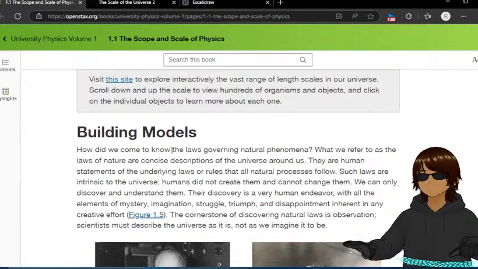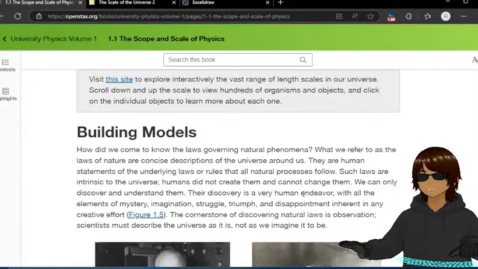How did we come to know about the laws governing phenomena? What we refer to as the laws of nature are a concise description of the universe around us. They are human statements of the underlying laws or rules that all natural processes follow. Such laws are intrinsic to the universe; humans did not create them and cannot change them. We can only discover and understand them.